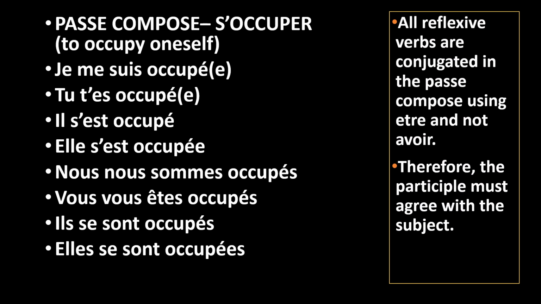The reflexive verbs are verbs which reflect the action back onto the subject. Now all these kinds of verbs are conjugated using être in the passé composé and not avoir. But naturally, the participle will also have to agree with the subject, just like I've shown you in the previous slide. So whenever it's feminine, an extra E. Whenever it's plural, an extra S. When it's feminine as well as plural, an extra E and an extra S. You can see s'occuper conjugated here for you. Notice how the E and the S have been added in certain places.